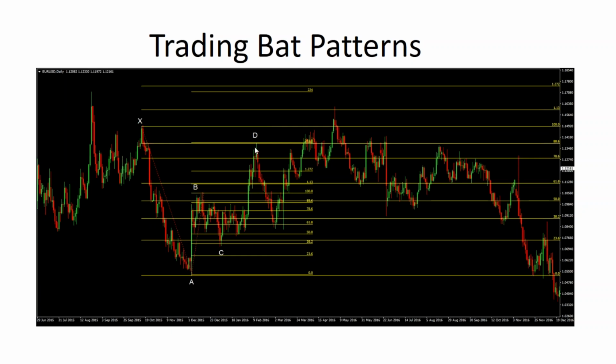So price sold off sharply initially from that D point at the 88.6 level, traded all the way down to just below the 38.2 before reversing sharply and trading higher. So in this instance, if the trader had been holding for a test of the low, they wouldn't have made any profit. If they'd been holding for the 38.2, however, they would have made a nice 3 to 1 return.